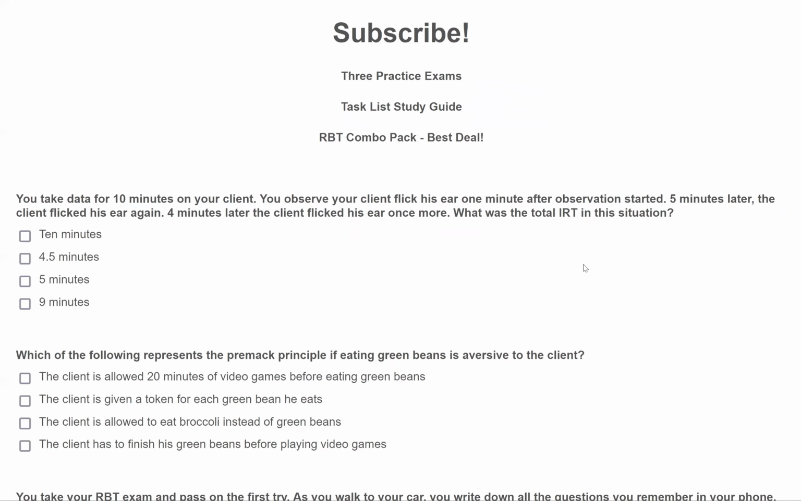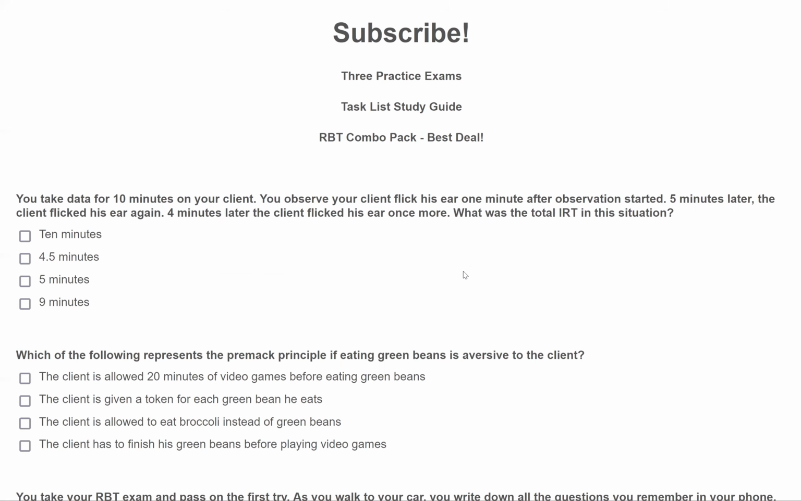In this case, though, we're looking for a specific total IRT. So not individual inter-response times, but the total inter-response time. So if we're going to find the total inter-response time, how do we need to do that? Well, we need to gather all of our inter-response times in the scenario and add them together.